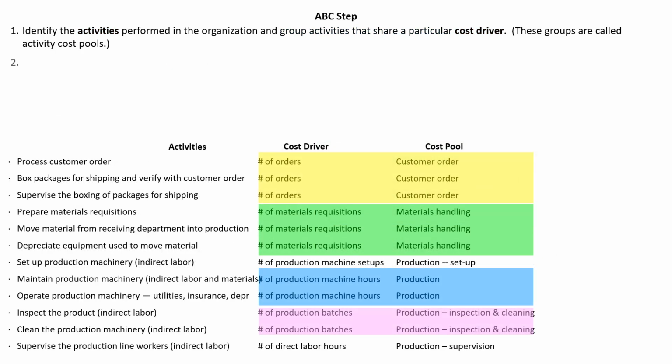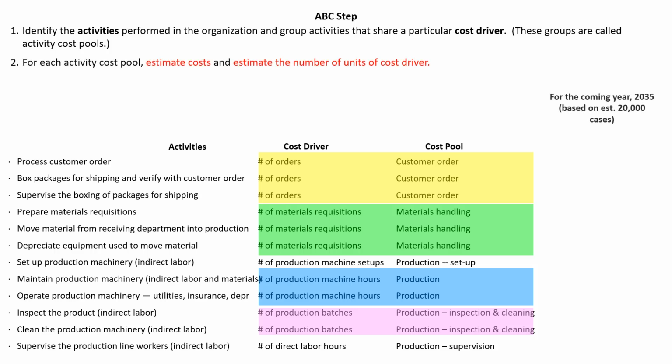Step 2 is to estimate the cost and number of units of cost drivers for each pool. Here are the estimates based on our producing an estimated 20,000 cases of marshmallows in the coming year, 2035. For example, we estimate that the 20,000 cases will come from 550 customer orders, and the total cost of processing the orders will be $45,000. And we estimate that verifying and boxing the 550 customer orders will cost $38,000, and so on.